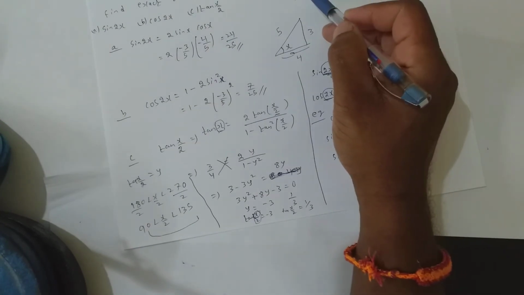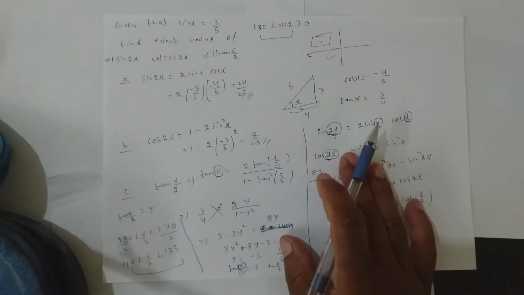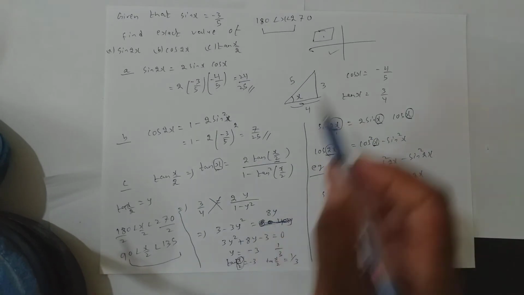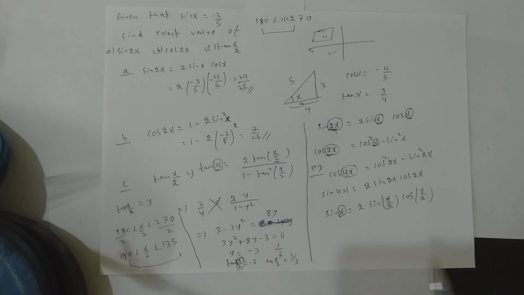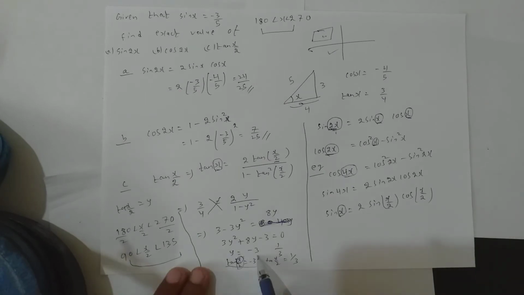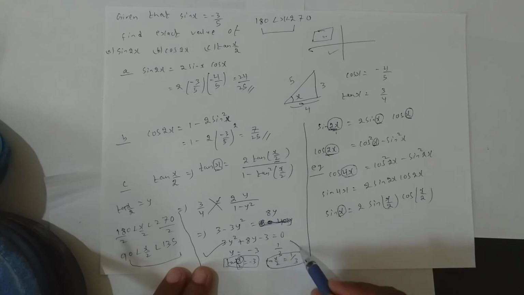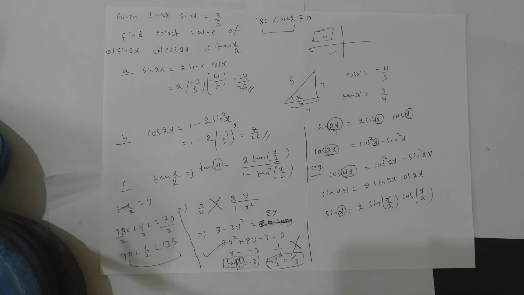90 to 135 is in the second quadrant. In the second quadrant, tan is negative. So only minus 3 is accepted. Tan x by 2 equal to plus 1 by 3 is rejected. Am I clear? Based on which quadrant the angle is lying, that sign should be there before the answer. Clear? First time it will be difficult for you. Do this sum one more time, it becomes easier.